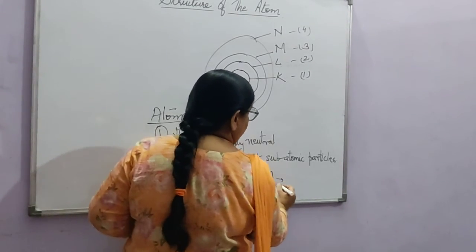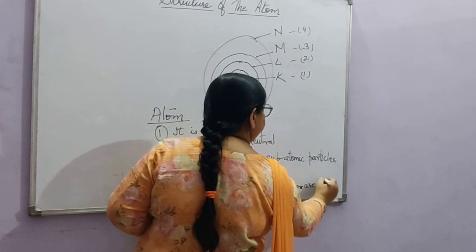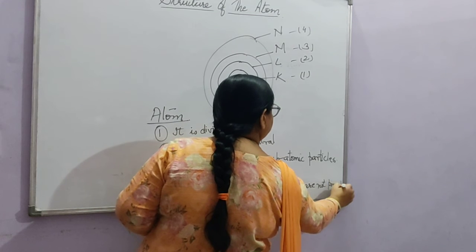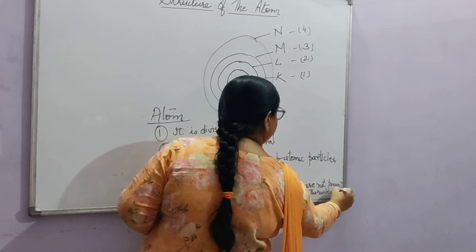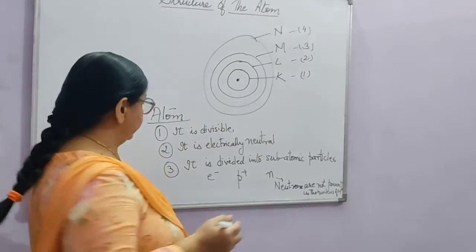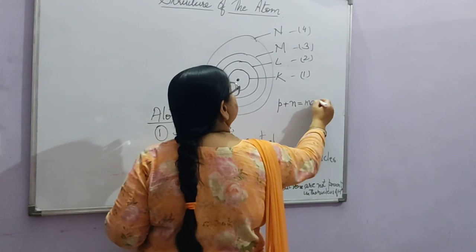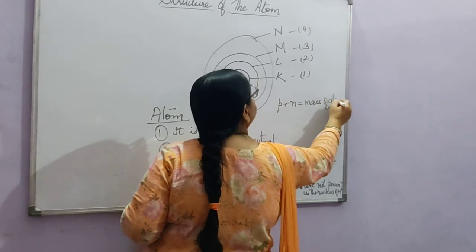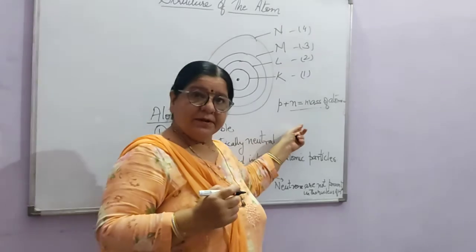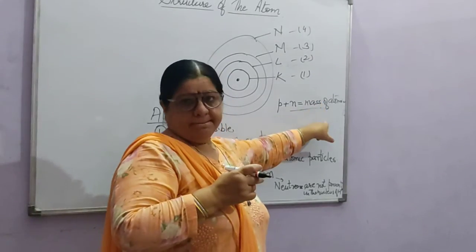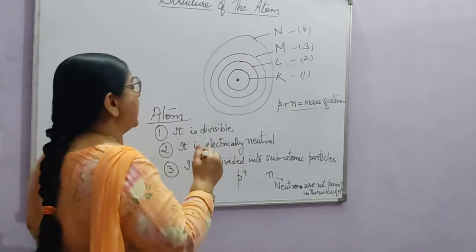except hydrogen. So, neutrons are not present in the nucleus of hydrogen. Otherwise, they are present in all the atoms. And proton and neutron make the mass of the atom. Right? The number of protons and the number of neutrons present in the nucleus of an atom will make the mass of the atom.